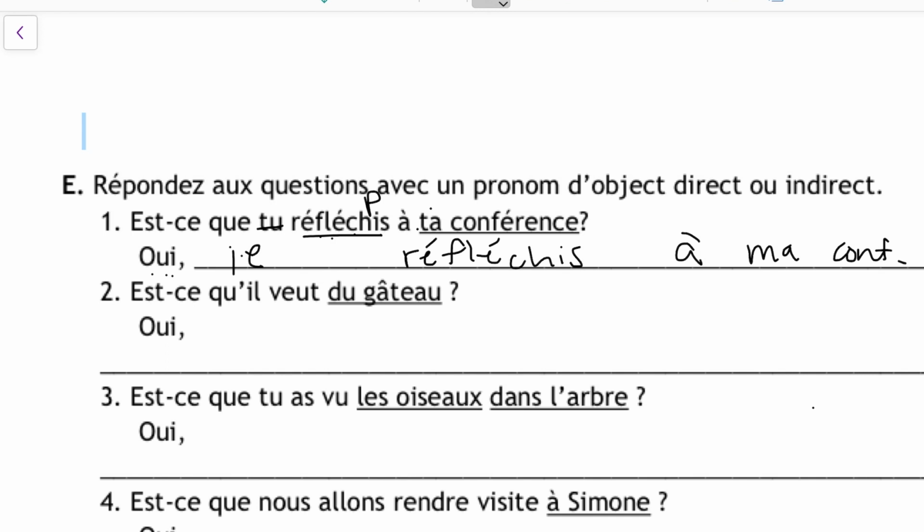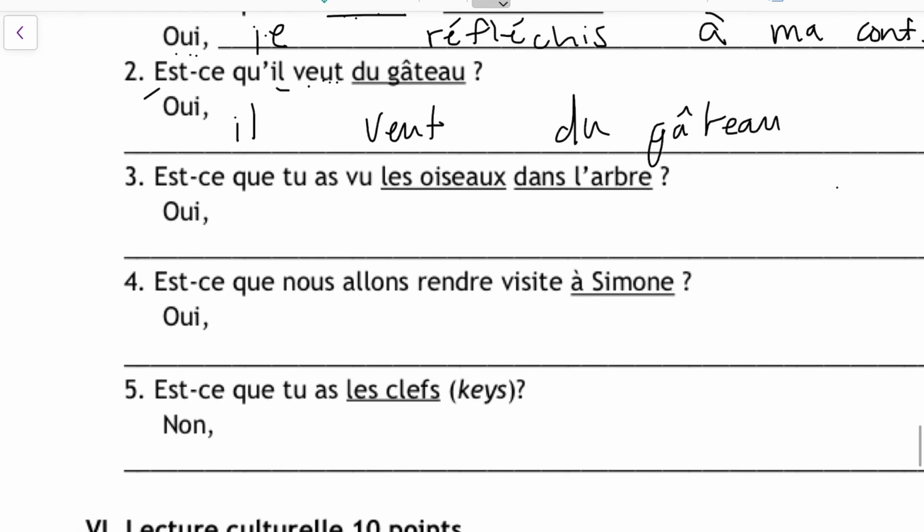Number 2, est-ce qu'il veut du gâteau? Break it down, find your subject, il. How do you respond to an il question? With an il answer. What verb tense do you have here? I've got one verb. This is present tense. So I'm going to reuse it. Il veut, copy, paste down, du gâteau. Yes, he wants some cake.